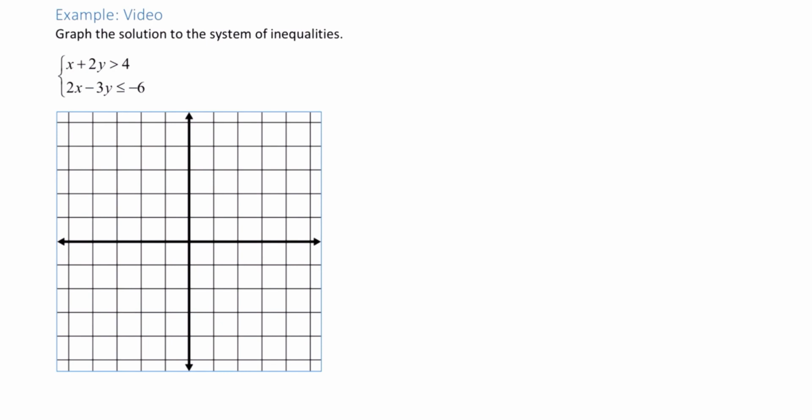Let's graph the solution to the system of inequalities. We'll start by graphing the first line. Change that top inequality into an equation. Isolate the y. We'll start by subtracting x and then divide both sides by 2. Y is equal to negative 1/2 x plus 2.